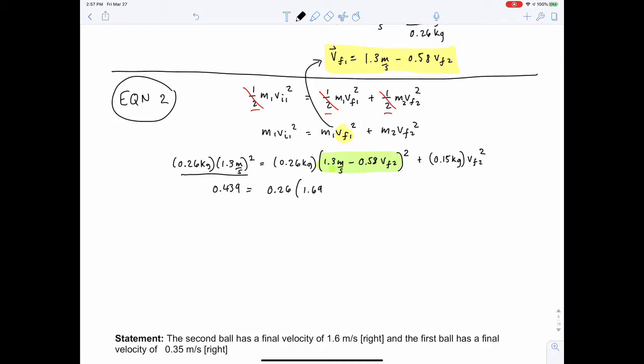When we do so, we get 1.69. And again, I'm leaving out the units. Minus 1.51 VF2 plus 0.34 VF2 squared. Plus 0.15 VF2 squared. So we're one step closer to collecting like terms. First thing we have to do is multiply the 0.26 with everything inside the brackets.